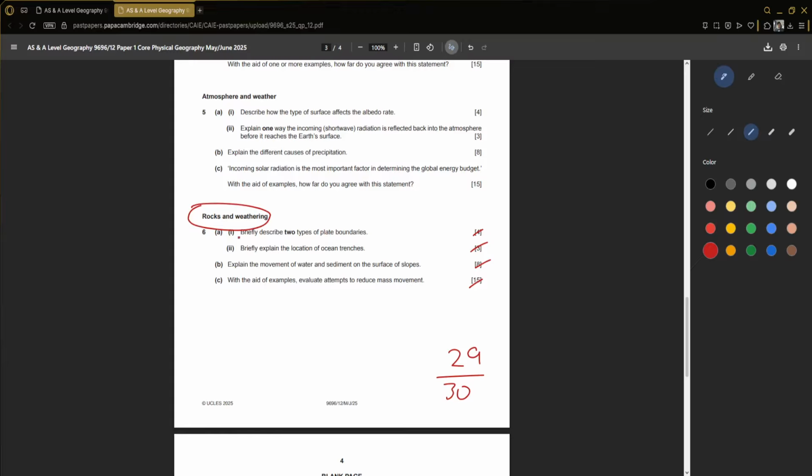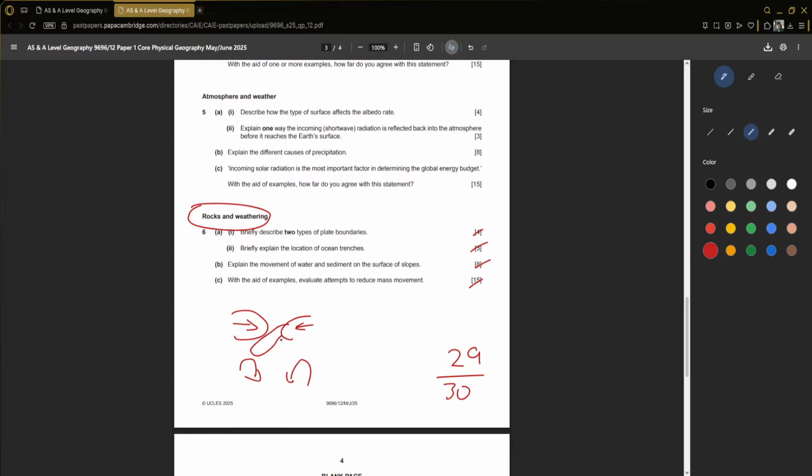So going on to 6A, I briefly describe 2 types of plate boundaries. Since there are 4 types of plate boundaries, collision, convergent, divergent, and also transform or conservative, just pick the 2 simplest ones you can talk about and explain. Describe only. You only have to describe. So if you find this very easy, just say convection currents, 2 plates moving towards each other and one subducting.